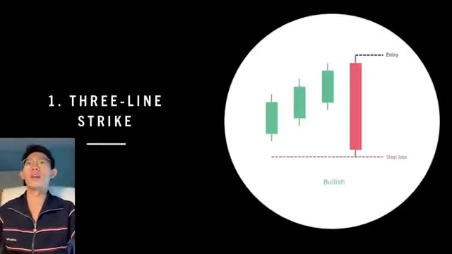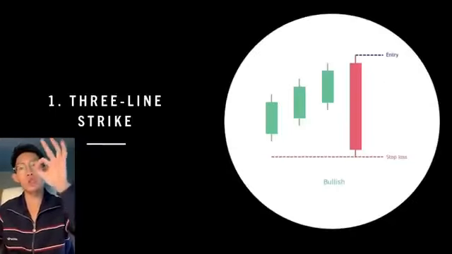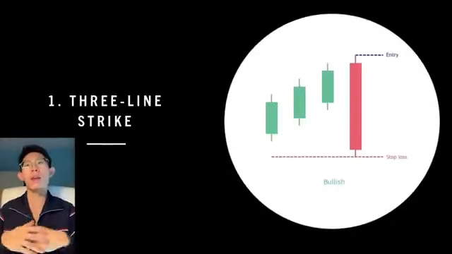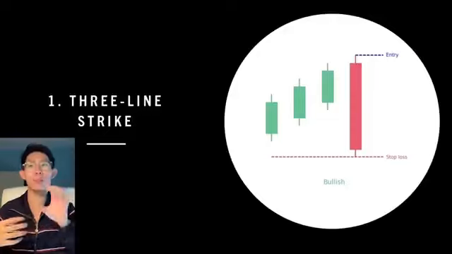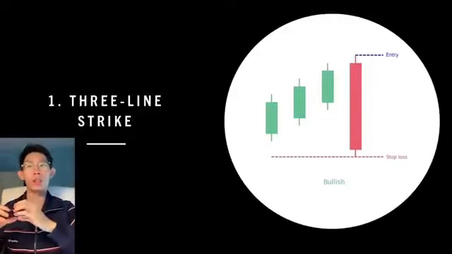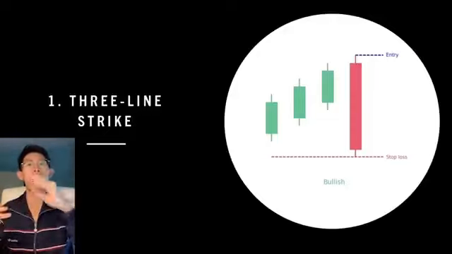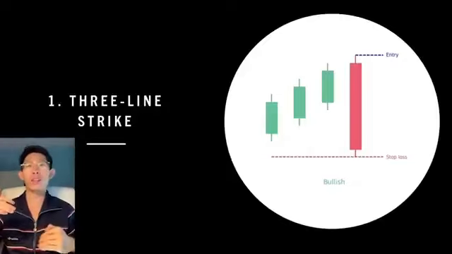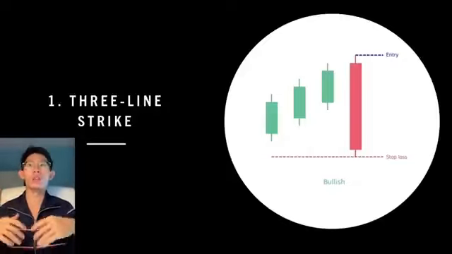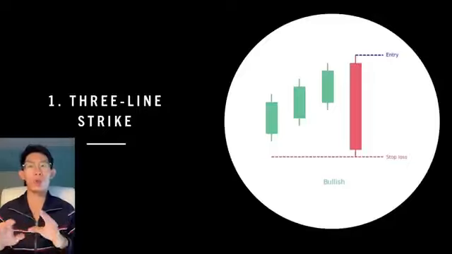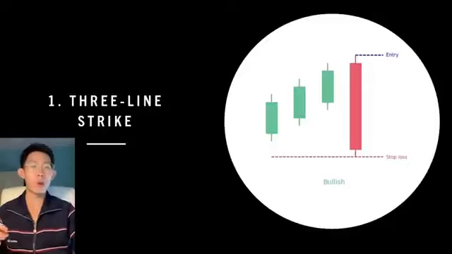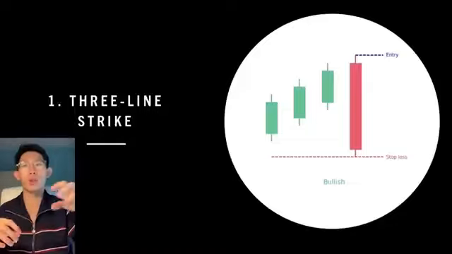Number 1 is your 3-line strike candlestick pattern. The 3-line strike candlestick pattern is basically 3 subsequent candles in a certain direction and then an engulfing candle in the opposite direction. This candlestick pattern does not work 100% of the time, so make sure you watch out for other confluences before you enter for the trade.